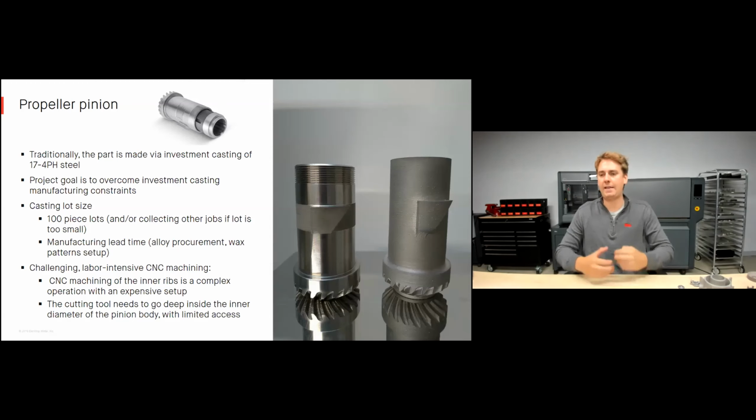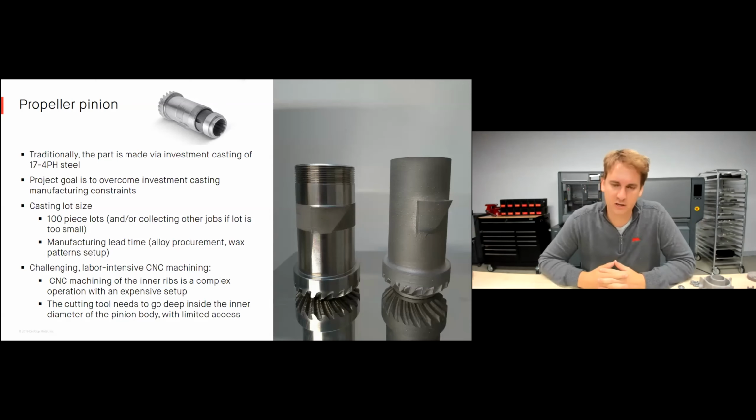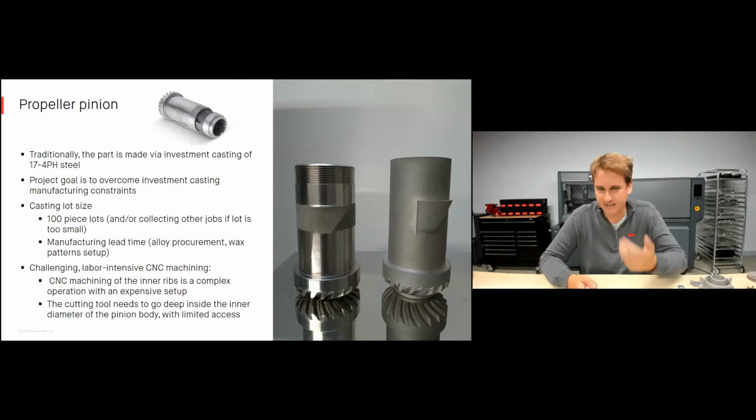So generally they had this minimum casting lot size of 100 pieces. If they weren't able to order a minimum order of 100 pieces, they had to collect other jobs. They had to wait until the lot got big enough. Even after they placed an order, there was still quite a long manufacturing lead time. Investment casting is a great process, but it takes some time. There's alloy procurement. They have to set up the wax patterns. You have to coat it. Then you actually have to do the actual casting process.